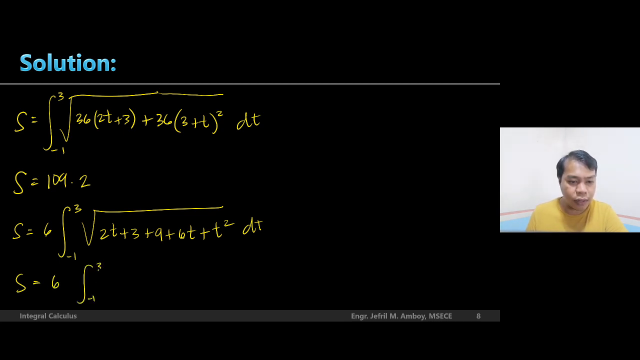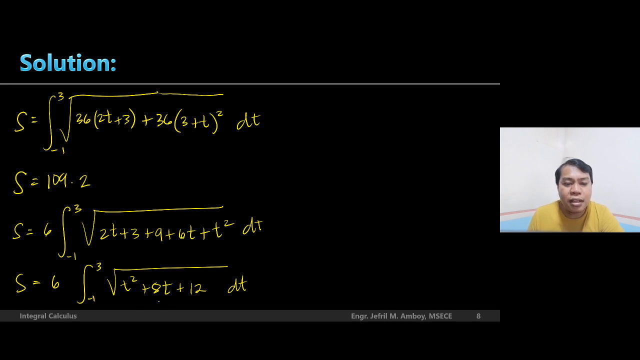Okay. So, let us simplify the term inside the square root. From -1 to 3 of the square root of t squared, 2t plus 6t is 8t. 8t. Plus 3 plus 9 is 12. Plus 12. And then dt.